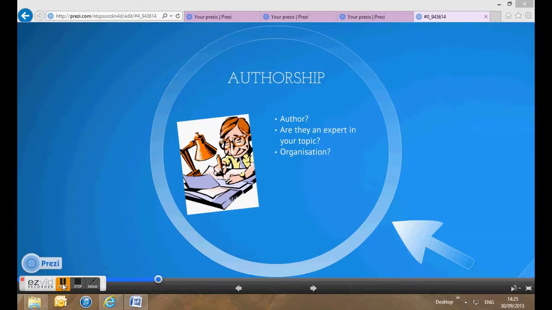Authorship. When we look at this component, we are looking at who created the website. Who is the author and what are their credentials? In other words, are they an expert on the topic or subject you have chosen to research? Is it written by a professional or someone with no expertise in the topic, just making assumptions? Finally, is the website author an organisation? If so, what do you know about the organisation and its purpose?